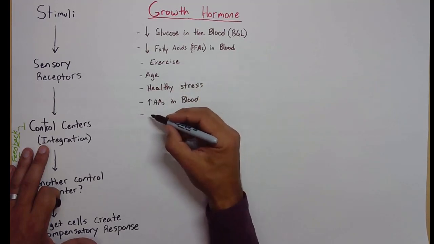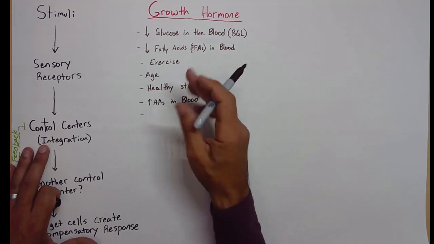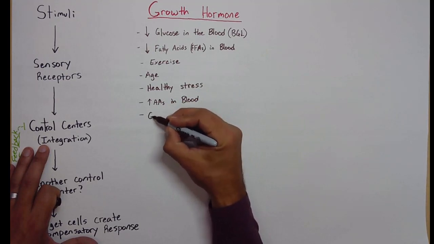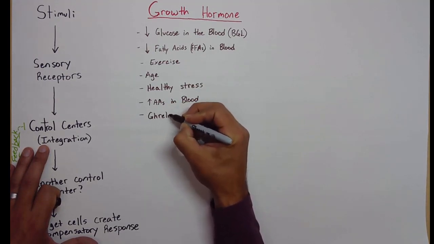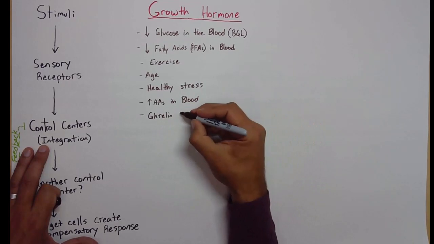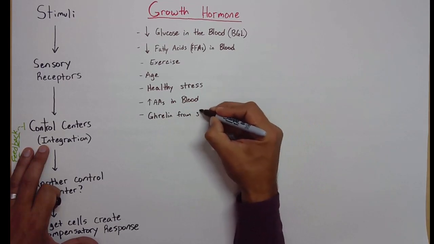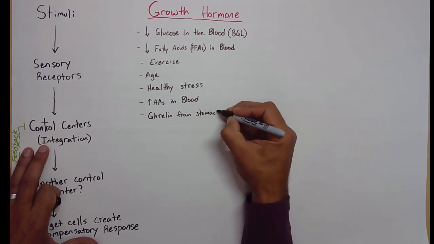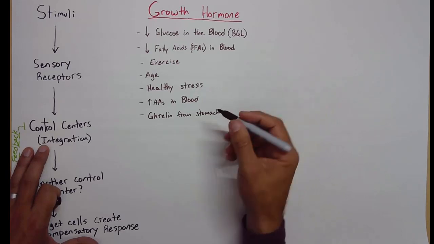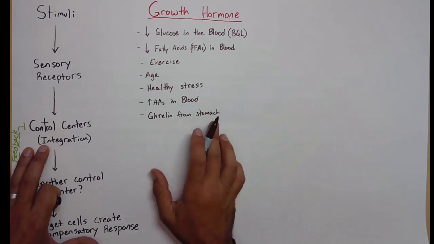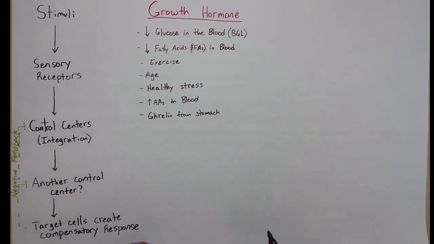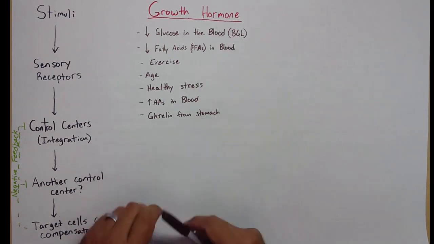One of the factors that we know drives growth hormone release is a hormone called ghrelin. Ghrelin is secreted from the stomach, and it's secreted when you are hungry, when your stomach is empty. As that stomach gets emptier and emptier, you get hungrier and hungrier. Typically right before a meal, that's when ghrelin is at its highest, and growth hormone is going to be secreted during this period of time.